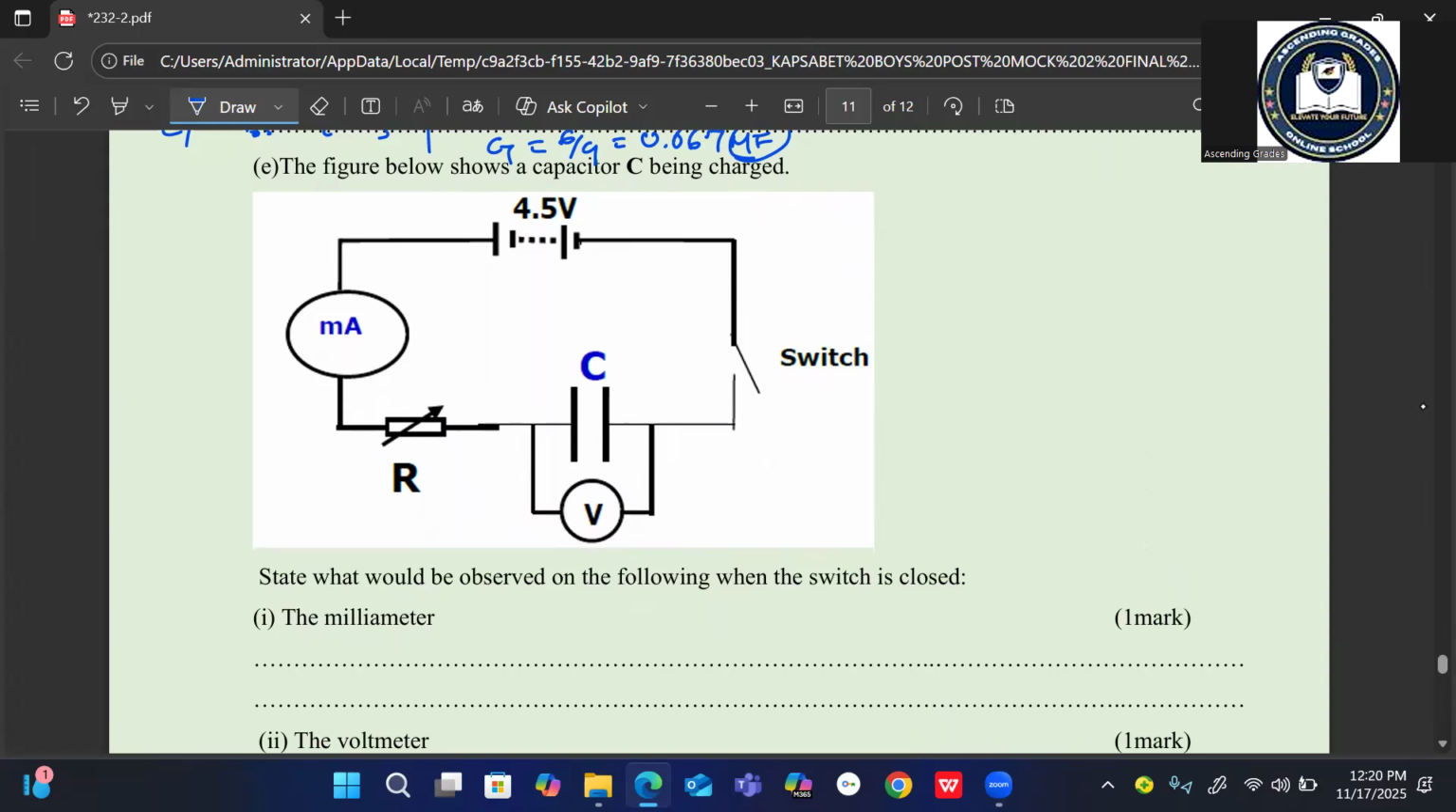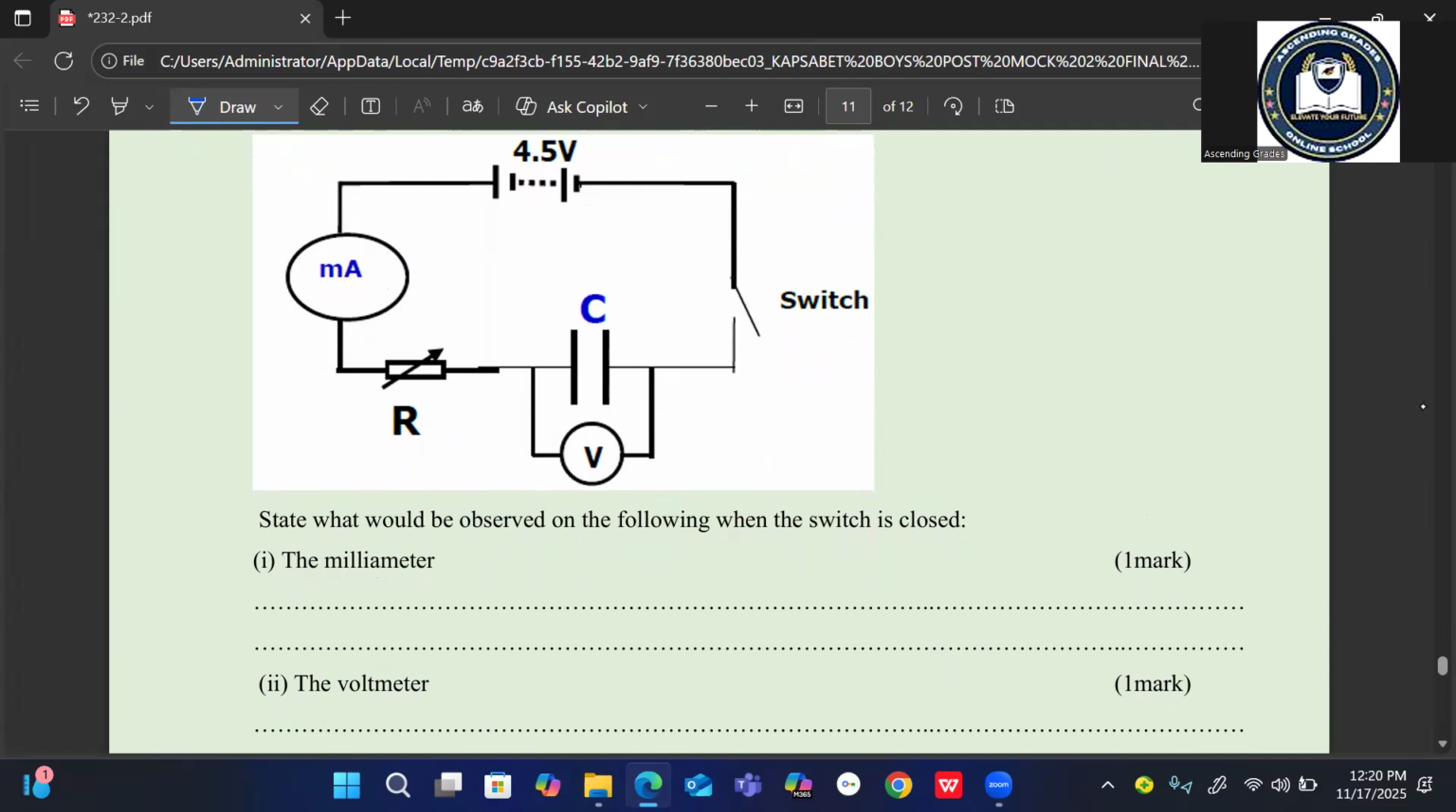We are almost getting done. The figure below shows capacitor C being charged. Then you are told what would be observed when the switch is closed. So we are having our switch here. What will happen to the milliammeter? We expect it to deflect to maximum, then gradually drops to 0.